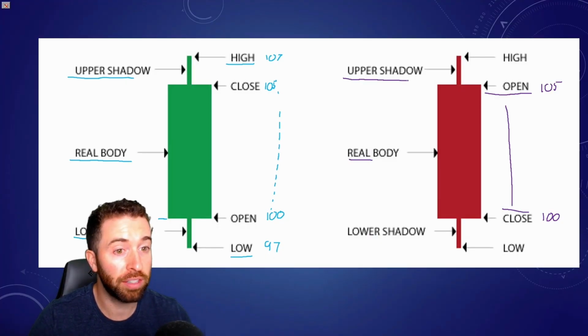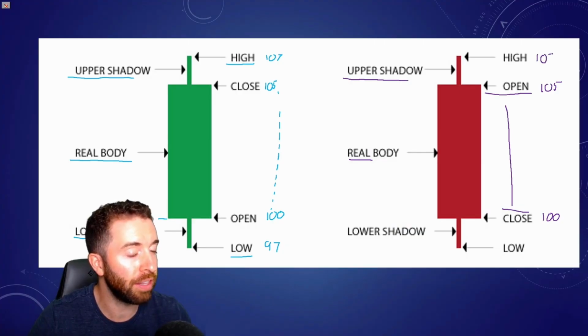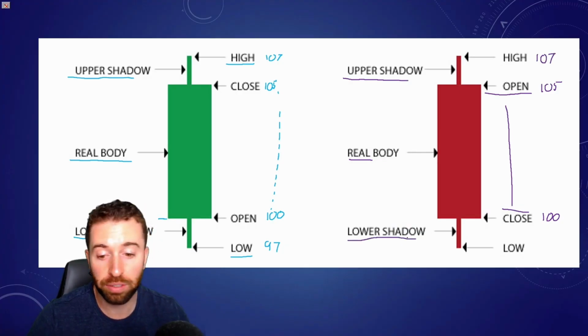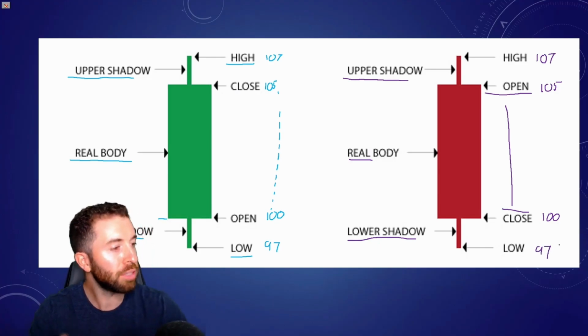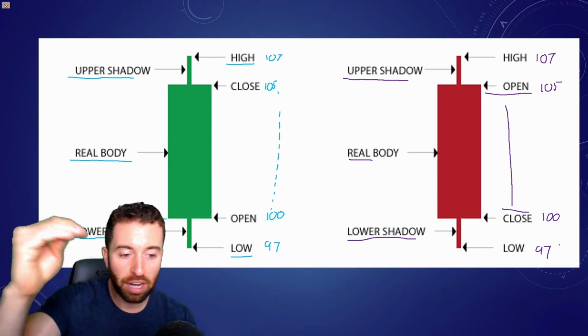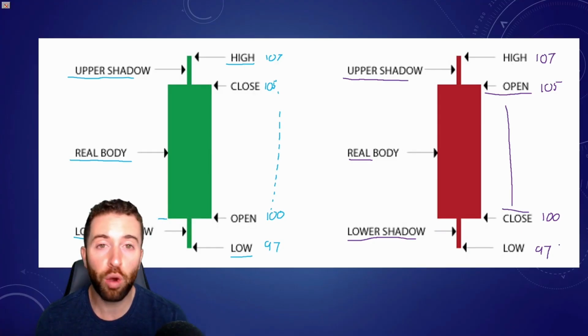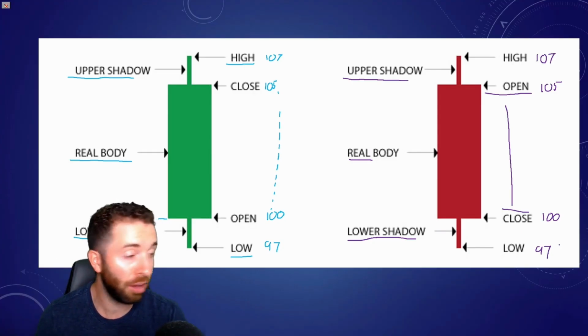The upper shadow is still the same. The upper shadow shows us that we had a high of the day of 107, and the lower shadow is still the same. The lower shadow still shows us that we had a low of the day of 97. So just by seeing the color, seeing the upper shadow, seeing the lower shadow, and the open and close of the day gives us a ton of information.